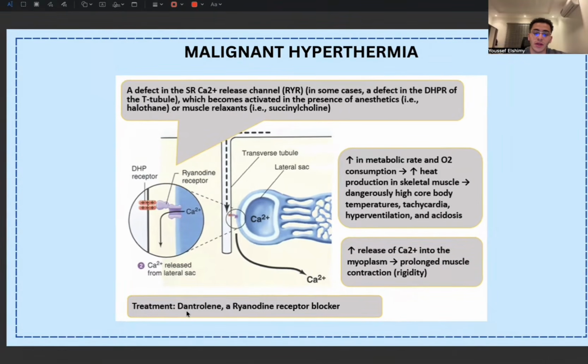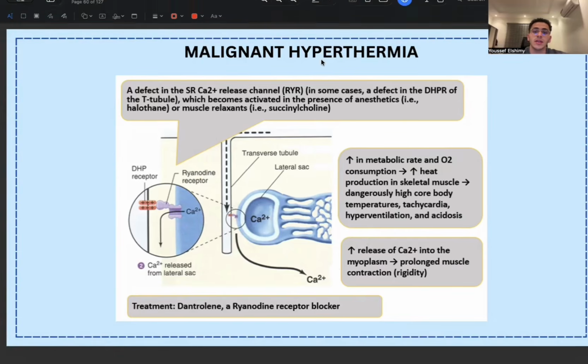So, in order to prevent that, we give dantrolene, which is a ryanodine receptor blocker. What happens is that it blocks the ryanodine receptor in order to prevent the succinylcholine as well as the halothane from activating this channel and the release of calcium that would lead to muscle contraction, heat production, body temperature rising, tachycardia, hyperventilation, and acidosis. And that's basically it.